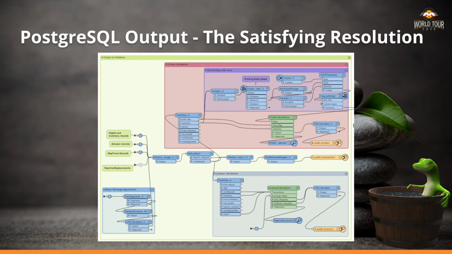So basically, the output part of the workspace has data coming in on the left from digital sales, Amazon sales, MapTrove sales, and occasionally we have reprints and replacements that have to get processed. Then the pink on the top right is calculating printer costs. The gray on the bottom right is calculating license fees, and then it's output to the printers table, the transactions table, the licensors table. The shipping costs actually happens in another workspace.